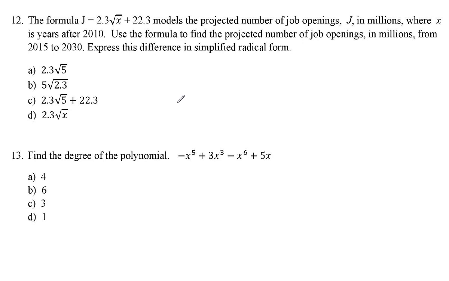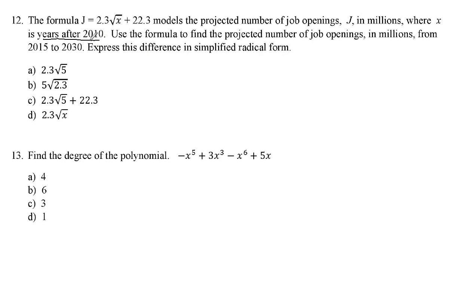And let's see here, number 12. This formula J equals 2.3 root x plus 22.3 models the projected number of job openings, J, in millions, where x is years after 2010. Use the formula to find the projected number of job openings in millions from 2015 to 2030. Express the difference in simplified radical form. So they want the difference in the number of jobs here.